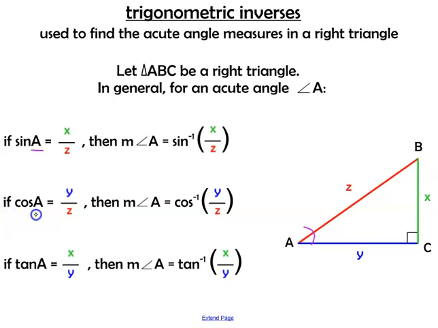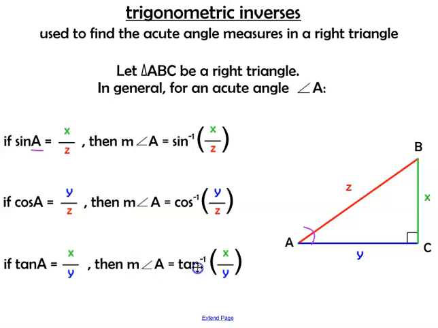If you set up the cosine of angle A as the adjacent over the hypotenuse, and you take the cosine inverse of both sides, then you can find the measure of angle A. Again, the same idea for tangent. Tangent of A equals the opposite over adjacent. So if you want to find the measure of angle A, take the tangent inverse of both sides.